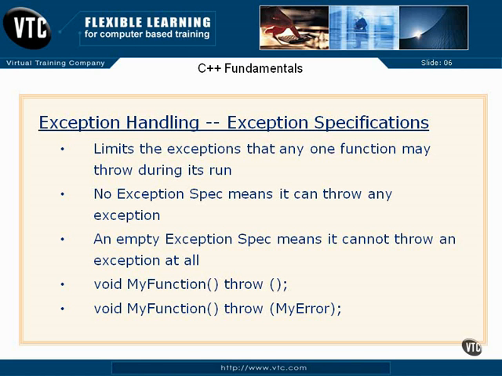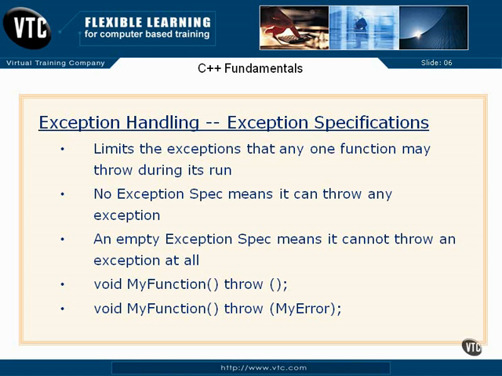An exception spec limits the exceptions that any function may throw while it's running. If there is no exception spec off of the end of a function definition, then that means that it can throw any exception. There's no limit. An empty exception specification means that this function is not allowed to throw any exceptions at all. So there you see a void myFunction with an empty throw, throw with nothing in the parentheses.